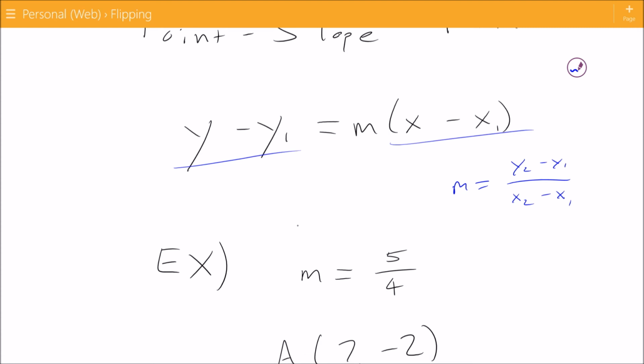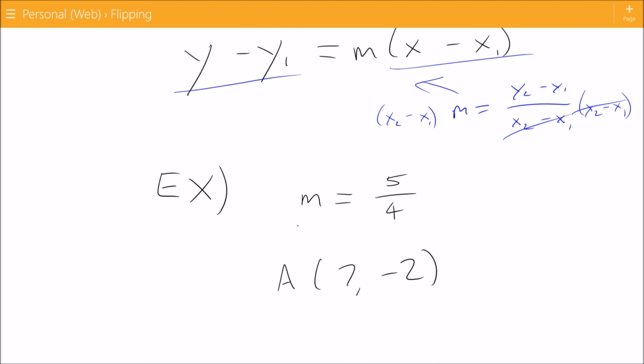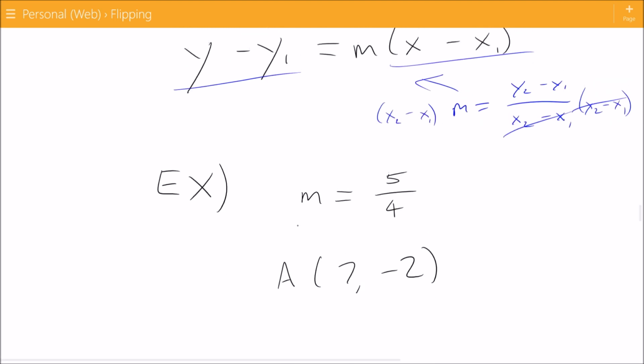That's just your slope. Okay? The only thing we're doing really is we're taking this and we just simplify it by multiplying the x2 minus x1 on both sides. Cancels out. And that's really the form that you've got there. So you can see this, it's very useful when you know a point and you know your slope.